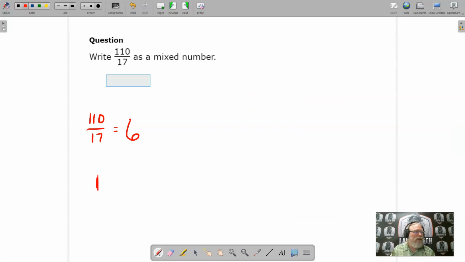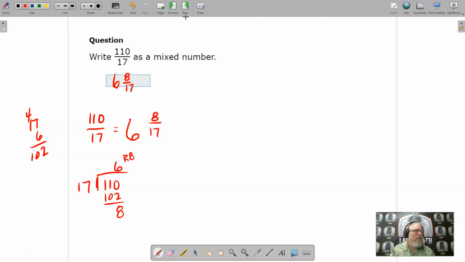So let's go ahead and write this out here. 110, and we're going to divide that by 17. And we know it goes in 6 times, so that's going to go over here. So I now need to know what is 6 times 17. If I did 17 times 6, that's going to be, what, 42, carry 4, 6, 10, that's going to be 102. And then I subtract, and I'm going to get 8, right? And my remainder is going to be 8. So then I could go ahead and realize that 8 is my numerator, and 17 is my denominator. So the answer would be 6 8/17.